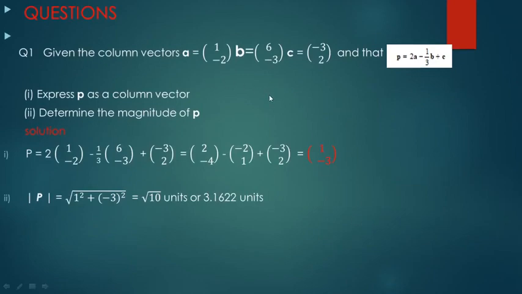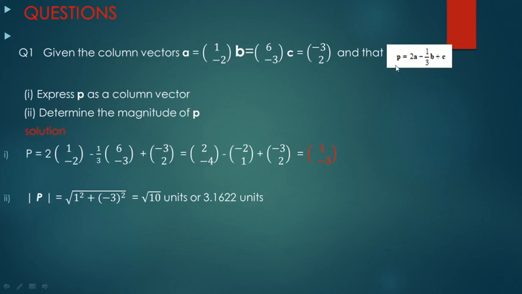Now, I want to tackle questions on the topic. Question number 1. Given the column vector A as (1, -2), B as (6, -3), C as (-3, 2), and that P equals 2A minus a third B plus C. Express P as a column vector.